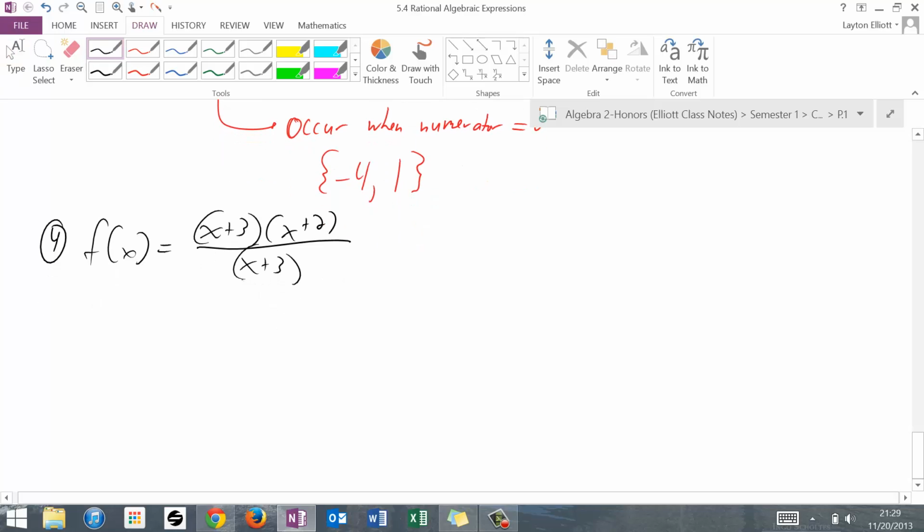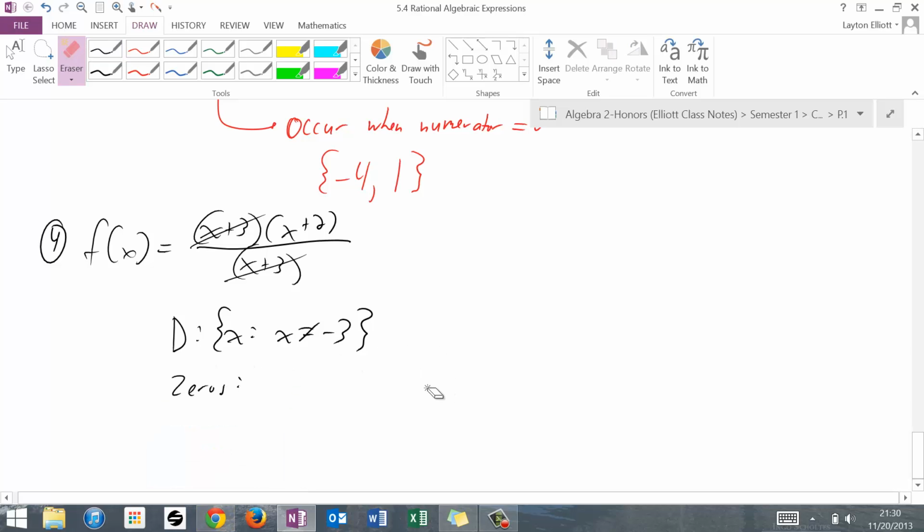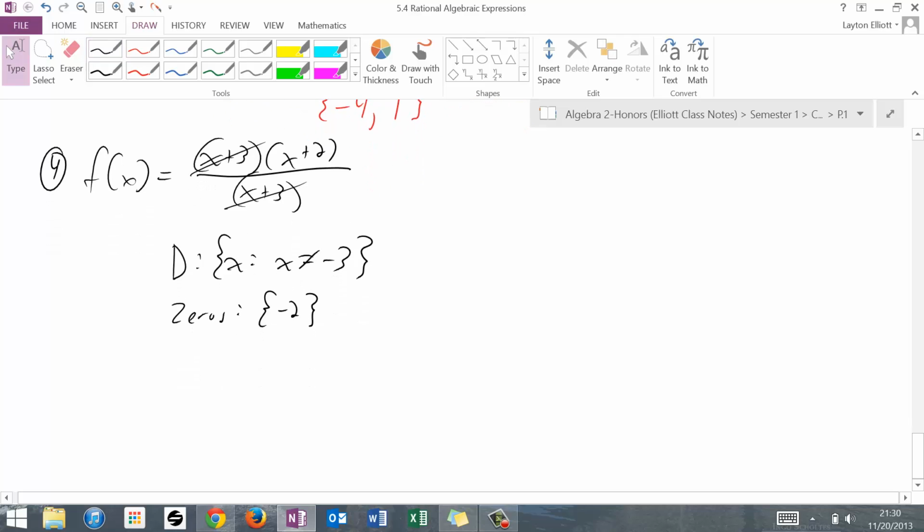If I look at that, I can cross the x plus 3's out, but my domain should still be all x such that x is not equal to negative 3, because x could never have been negative 3. My zeros, on the other hand, don't tell me that negative 3 is a 0. We just canceled it with the denominator. My zeros are only going to include negative 2.